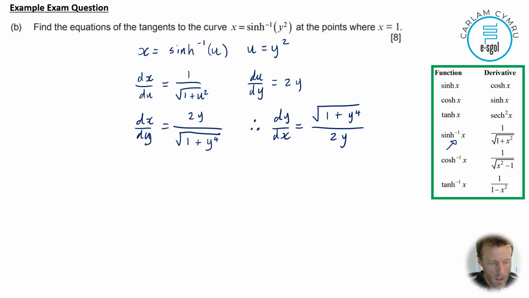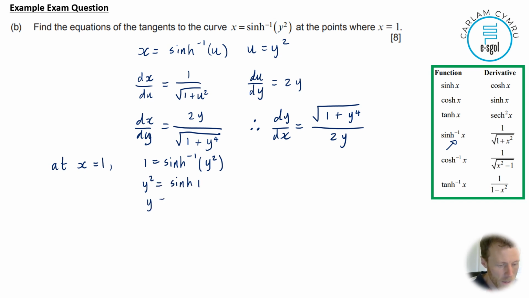Okay, so we've now got an equation to represent the gradient. Now, again, I would probably want to put the y into here, so I want to have a think about this. At x equals 1, because that's the coordinate they've given me, 1 equals the inverse hyperbolic sine of y squared, and I'm just going to have a little rearrange of this. So y squared equals sinh 1, so y equals plus or minus the square root of sinh 1.